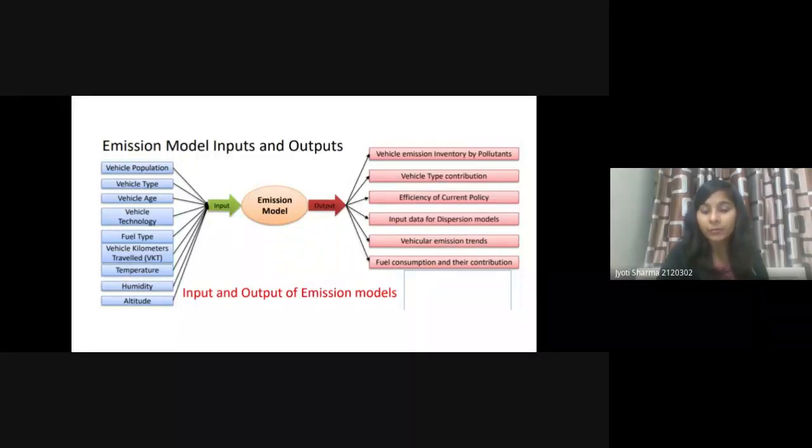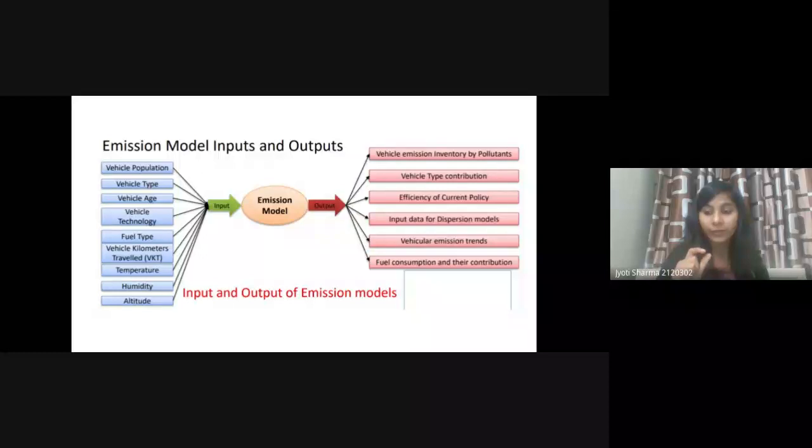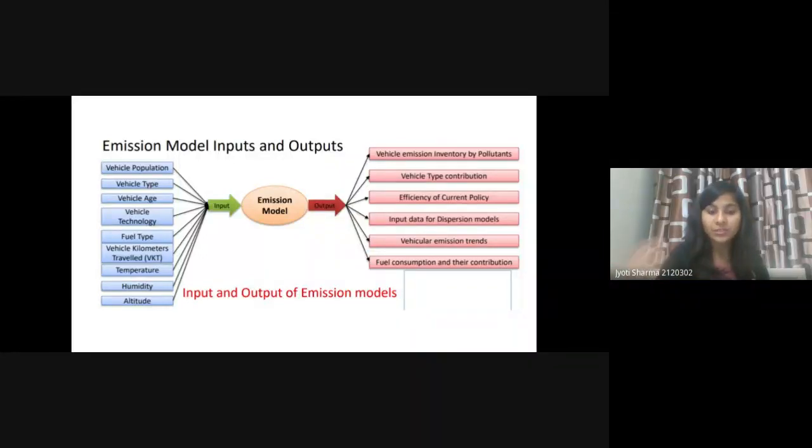Then vehicle type contribution. For example, if it is a four-wheeler, how much pollutant it is releasing into the atmosphere. If it is a two-wheeler vehicle, what is the percentage contribution of that particular type of vehicle to the emission. Such kind of data you can have after giving your data to the model.